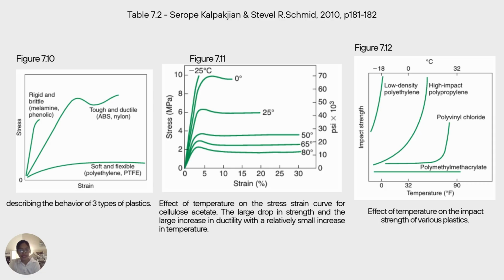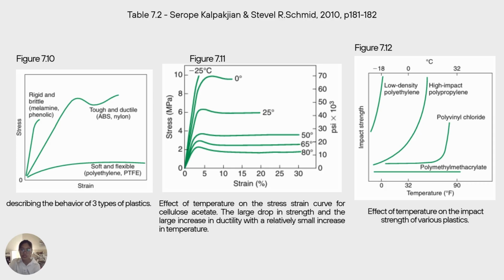Lastly, on the very right, figure 7.12 shows the effect of temperature on the impact strength of various plastics. The x-axis represents temperature and the y-axis shows impact strength, which is a measure of how much energy the material can absorb before breaking under sudden load. Here we can see that most plastics, including low-density polyethylene and PVC, show a sharp drop in impact strength at low temperature. This is known as the ductile to brittle transition.